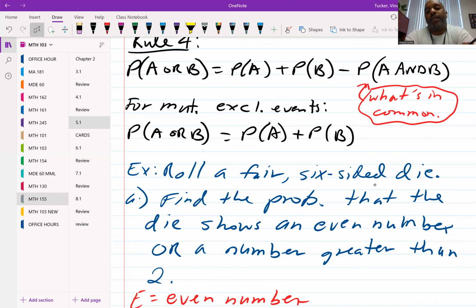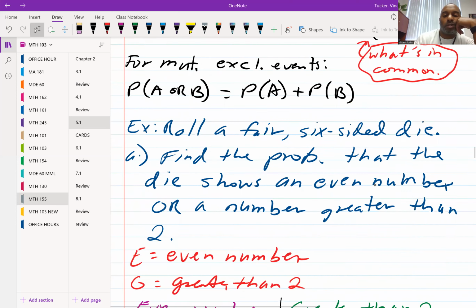So we're going to roll a fair six-sided die. Find the probability that the die shows an even number or a number greater than two. All right. So look at how we would do this.